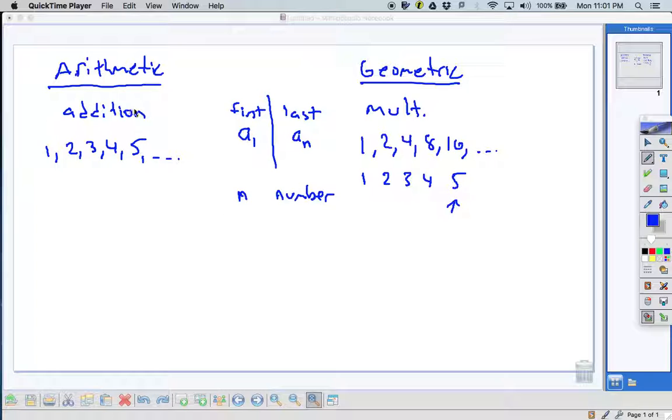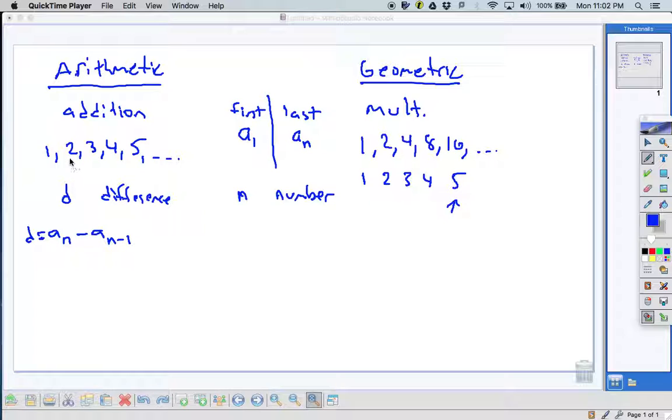In addition to that, we have a couple other special cases. In arithmetic, we have what is called d, and this is known as the difference. That is the number that you're adding every single time. So in this case, we're adding 1 every time, so d would be the number 1. We define it to be any number subtracted by the number before it. So any number, a sub n, minus the previous number, which is a sub n minus 1.